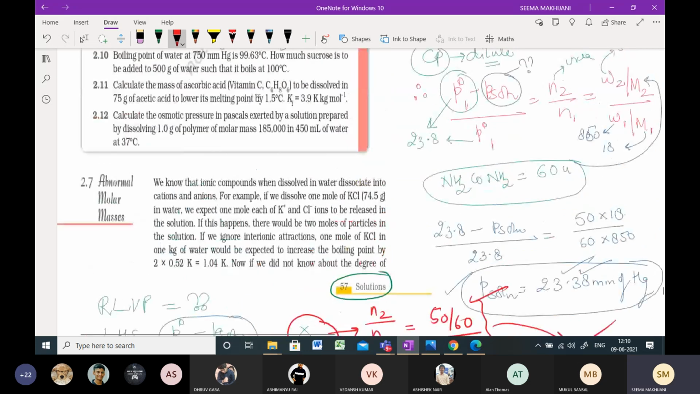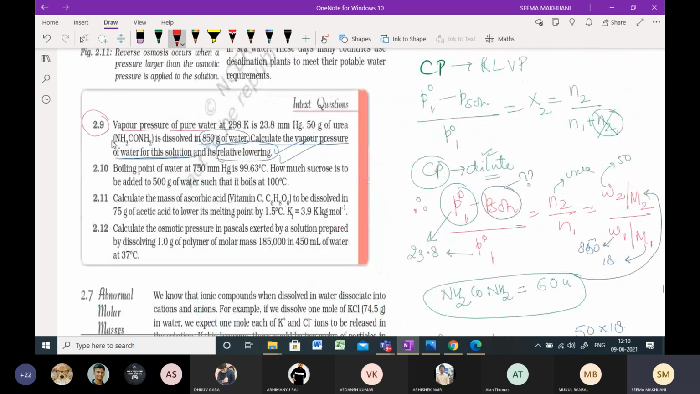Fine. Moving to the second question. On the in-text side, 2.10, everybody please focus. Let's read the question. The boiling point of water at 750 mm of mercury, which is the atmospheric pressure, is 99.63. Please pay attention. The boiling point of water is not given to you as 100, which means there might be some impurities in the water sample already. We are not concerned with it.